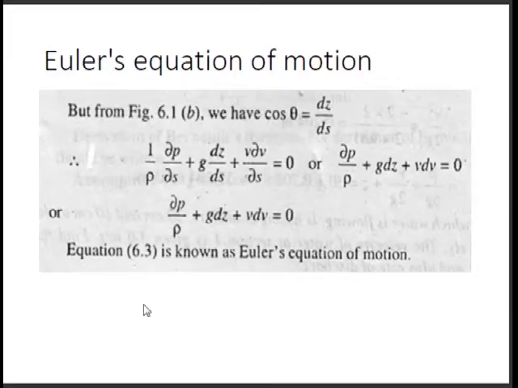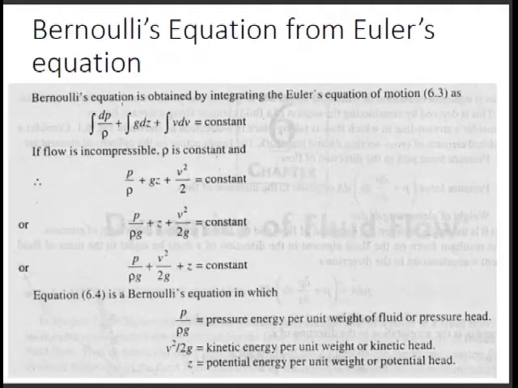From Euler's equation of motion, we can derive the Bernoulli's equation. So our next point is Bernoulli's equation from the Euler's equation. We know that dou p by rho plus g dz plus v dv is equal to 0. If we integrate this equation, we will get integration of dou p by rho plus integration of g dz plus integration of v dv is equal to constant.